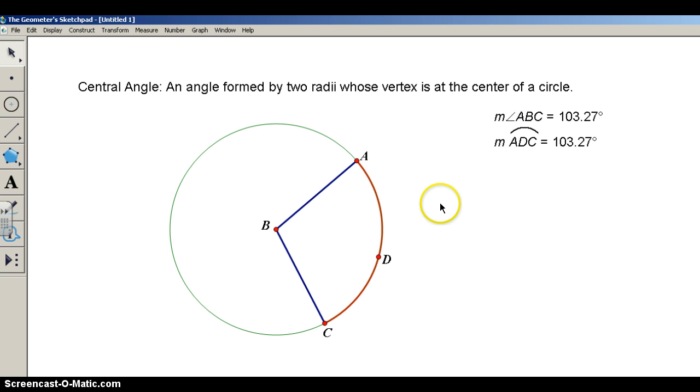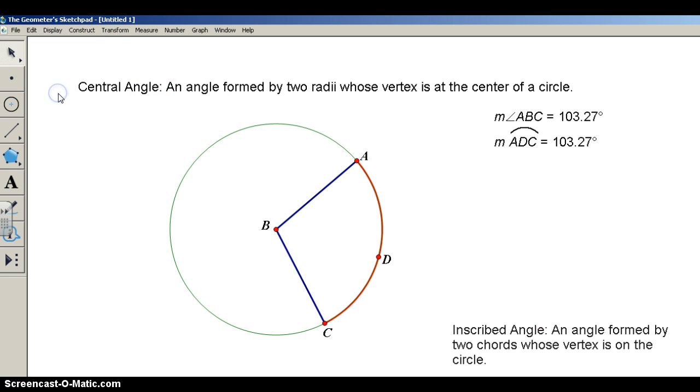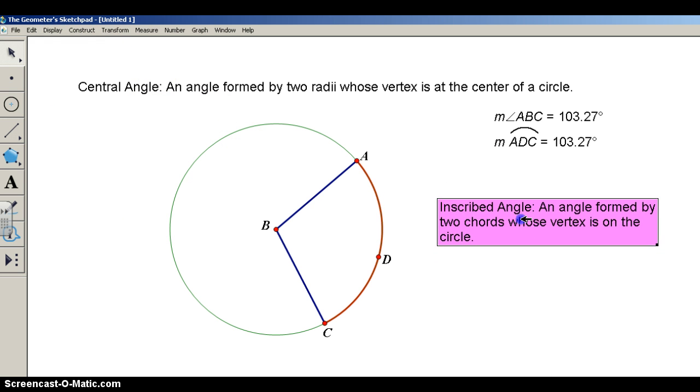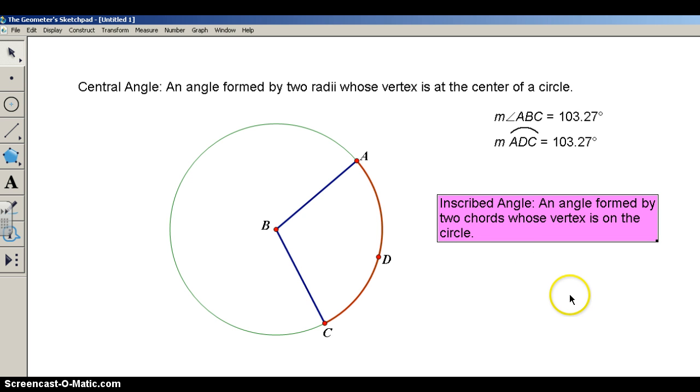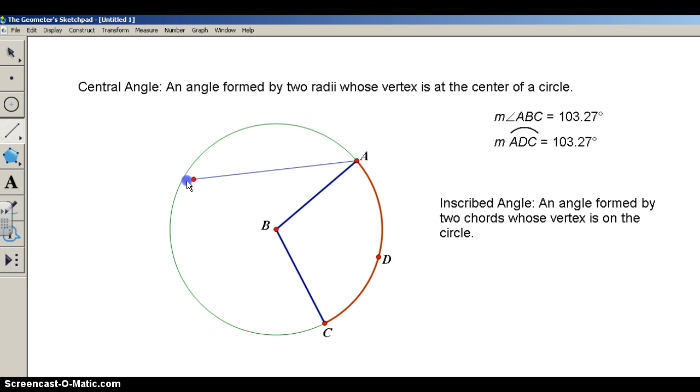Now, there's another type of angle. That type of angle is called the inscribed angle. An inscribed angle is an angle that is formed by two chords whose vertex is on the circle. So I'm going to still use my same intercepted arc, but now I'm going to start at A and make a chord. And remember, a chord is a segment whose both endpoints lie on the circle. Since I want to create this inscribed angle, I'm going to have those two chords intersect at a point on the circle.